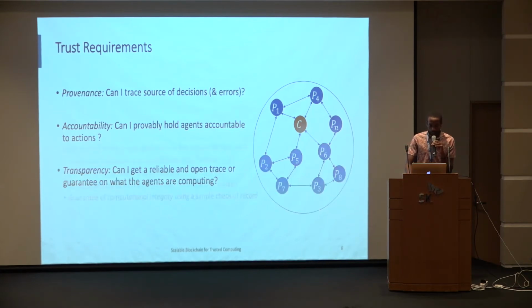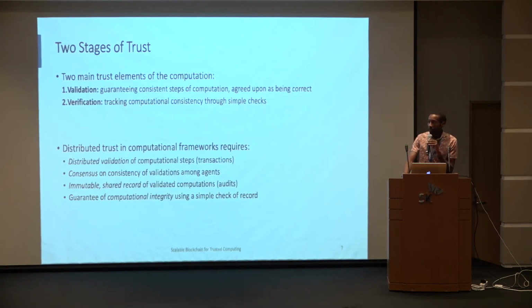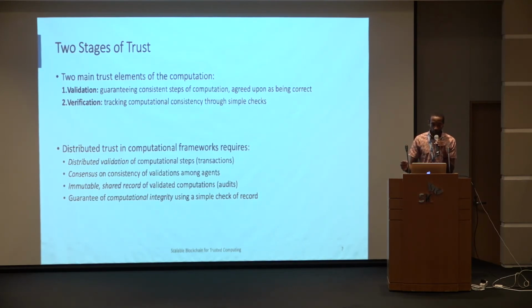And so we have two stages of trust. One, can we validate, can we guarantee consistent steps of computation which can be agreed upon as being correct over time or a given period of simulation? And also, can we verify that computational consistency through any given simple check? So these two are what we're building upon as the trust elements of computation, especially now in this domain of healthcare.